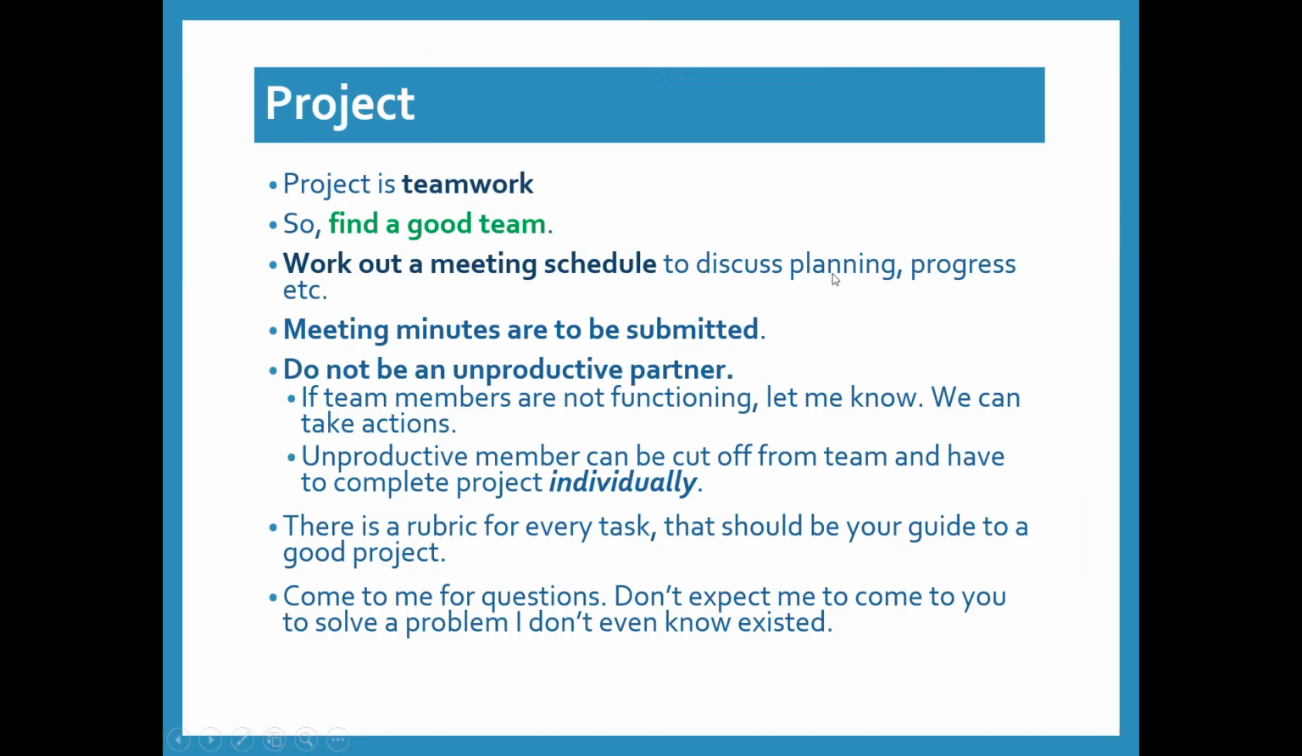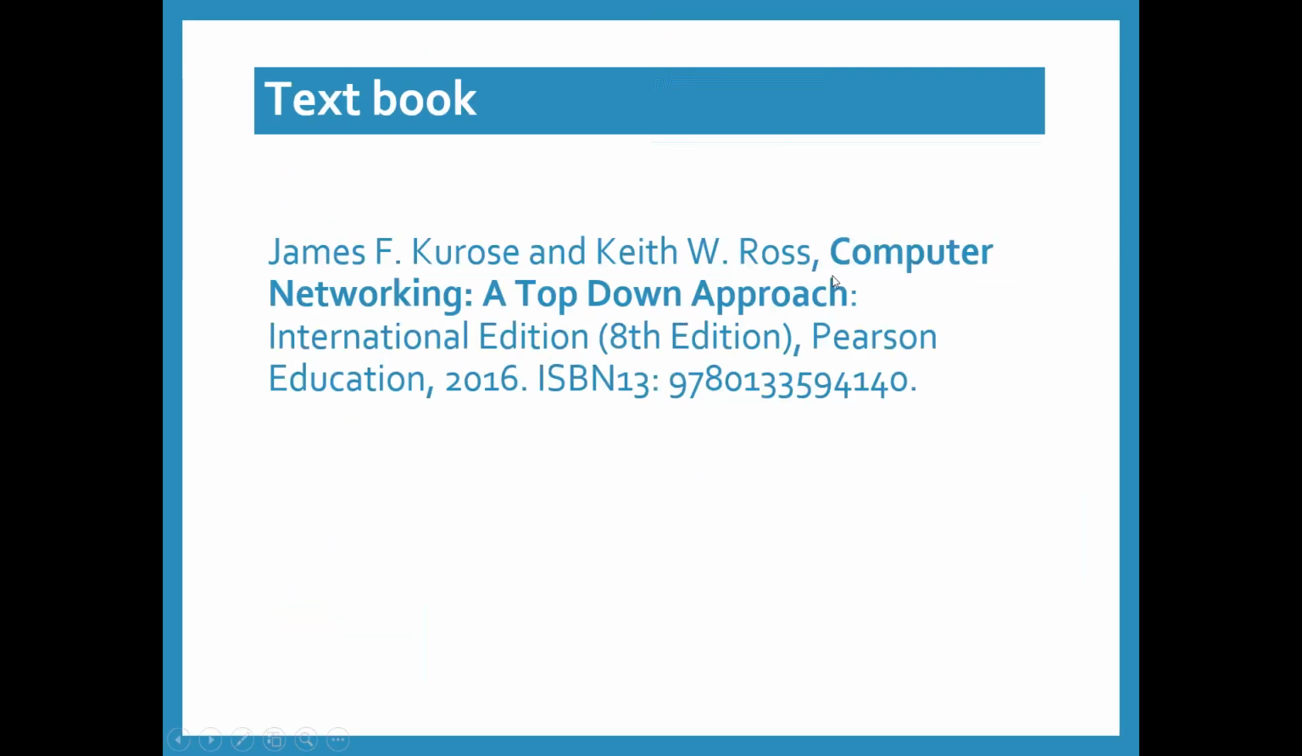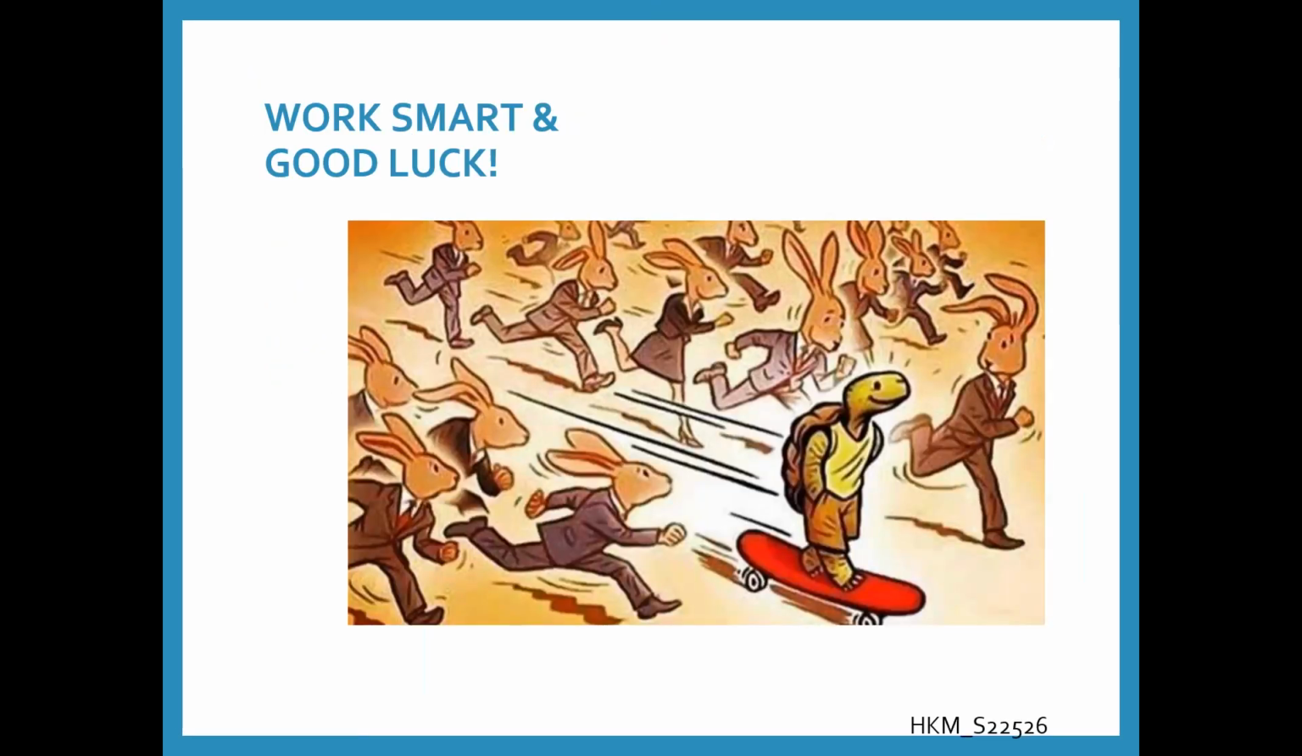Okie dokie. This is the textbook: Kurose and Ross, Computer Networking: A Top-Down Approach. I believe this book is in the library. You can also buy this book. Your seniors have been using the 7th edition, but we have been updating to the 8th edition. So work smart and good luck.